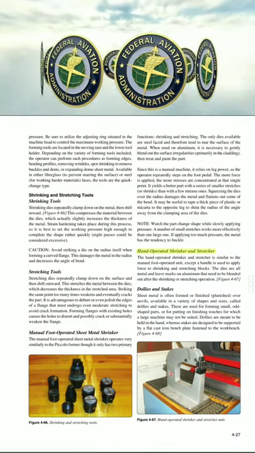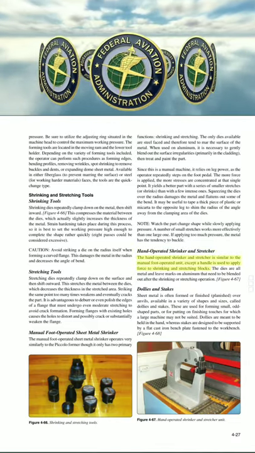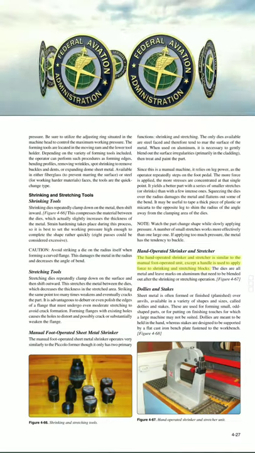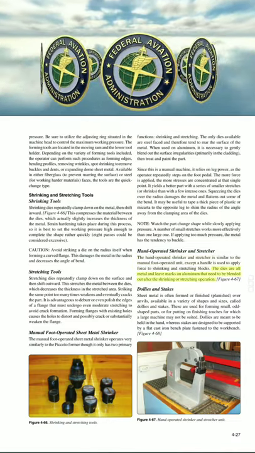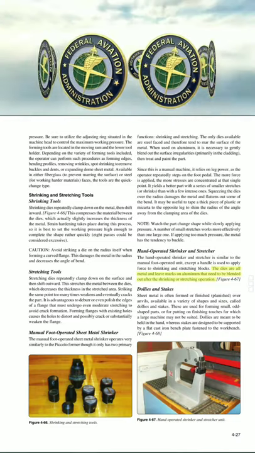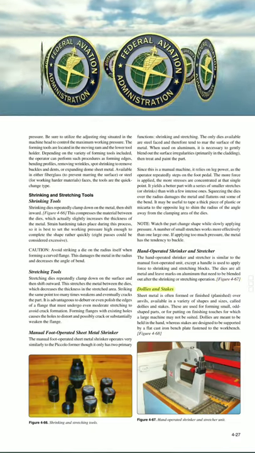Hand-operated shrinker and stretcher. The hand-operated shrinker and stretcher is similar to the manual foot-operated unit, except the handle is used to apply force to shrinking and stretching blocks. The dies are all metal and leave marks on aluminum that need to be blended out after the shrinking or stretching operation. Figure 4-67. Dollies and stakes.